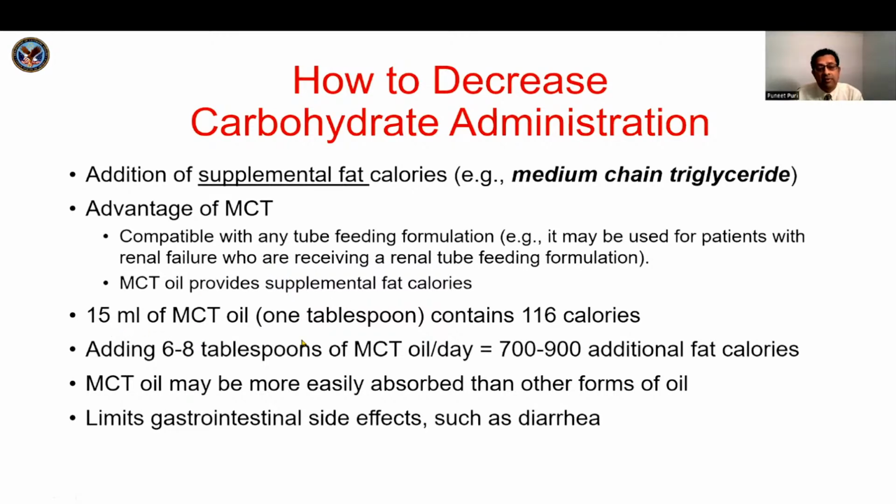About 15 ml, which is 1 tablespoon, contains 115 calories. So adding 6 to 8 tablespoons of MCT oil daily can provide an additional 700 to 900 calories. And MCT oil is easily absorbed compared to other forms of fats, and it also limits gastrointestinal side effects such as diarrhea.